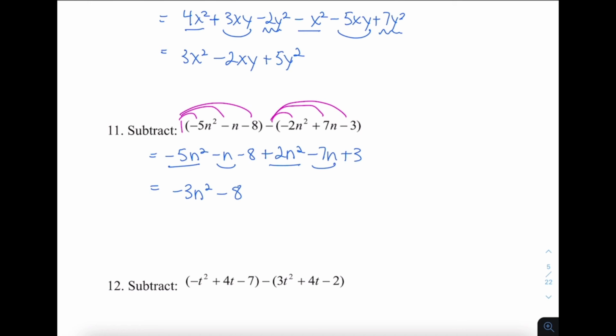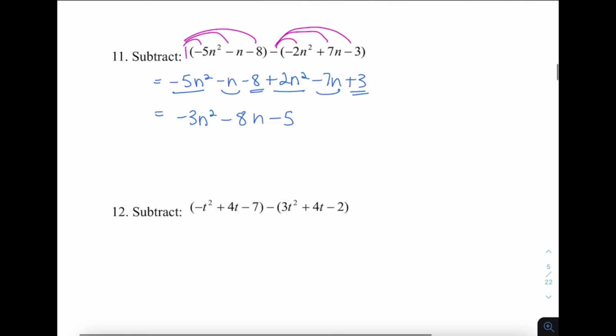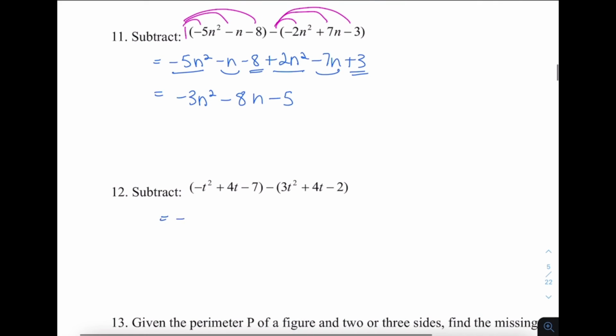So negative n subtract 7n is negative 8n. I have negative 8 plus 3 plus 5. The next one is very similar.